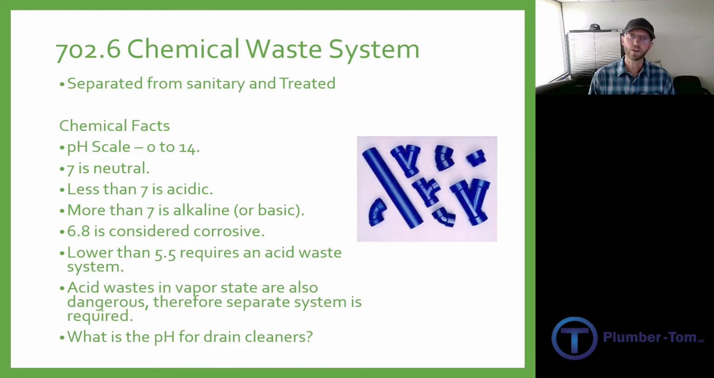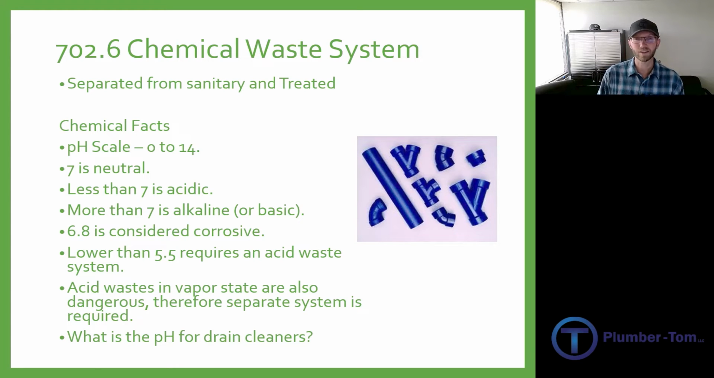Now, a quick review when it comes to chemicals and what are we really concerned about here, it has to do with the pH scale. The pH scale goes from 0 to 14, and 7 in the middle is neutral. Typical water should be somewhere around 7, where it's not causing us any problems. Anything less than 7 becomes acidic. Anything more than 7 is an alkaline or basic.